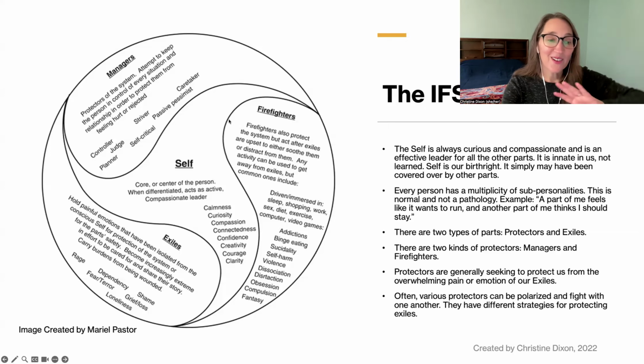But I really wanted to show you this complete model of IFS all in one, with that beautiful image from Mariel Pastor. All right, so there's a quick overview of the IFS model. In future videos, we'll get into the whole process and how to identify these parts and how to help them. And if you have any questions or comments about the model, please leave them in the comments below.